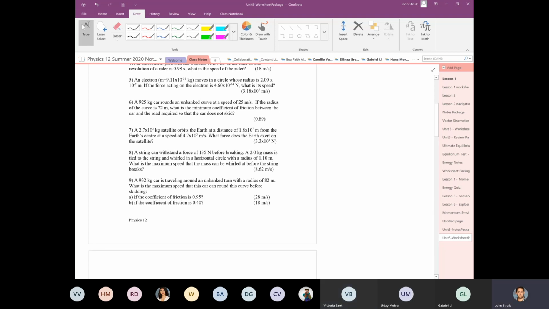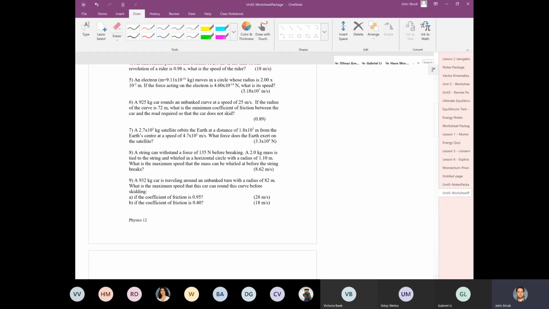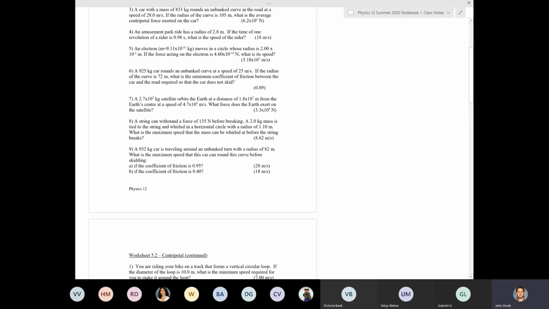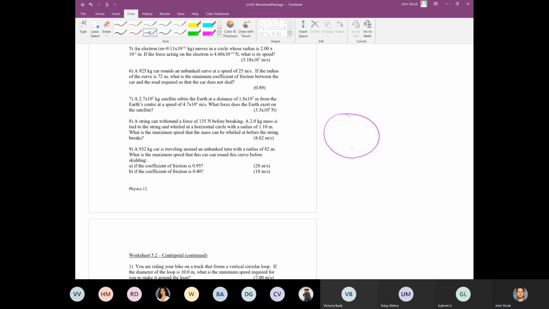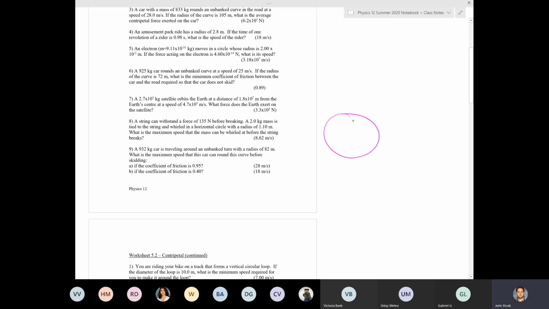Okay, so a string can withstand a force of 135 newtons before breaking. A 2 kilogram mass is tied to the string and whirled in a horizontal circle with a radius of blah, blah, blah. What's the maximum speed that the string can be whirled before it breaks? So let's just say we have a string and we're twirling in a circle. I don't really want to use pink. Let's go blue. Then the tension is going to be the FC.